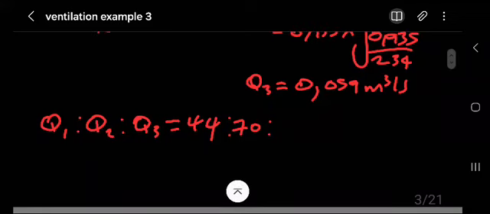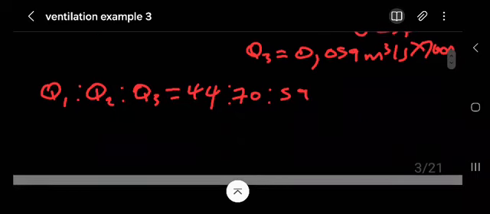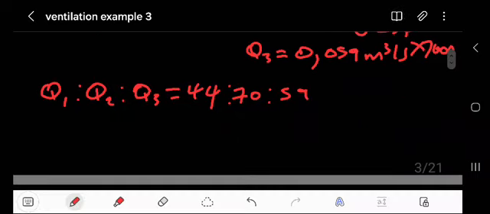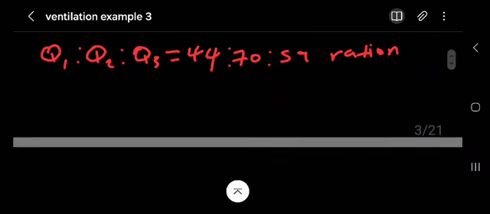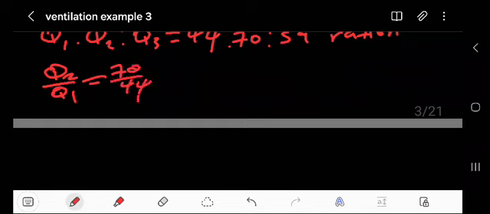Then Q3, I multiply this by 1000 also. This would be 59. So these are the ratios of rate of flow. We found the ratios of rate of flow. And now if I take the ratio, I can say Q2 over Q1. For argument's sake, that will simply give us 70 over 44, right?